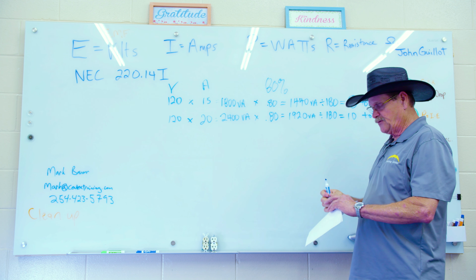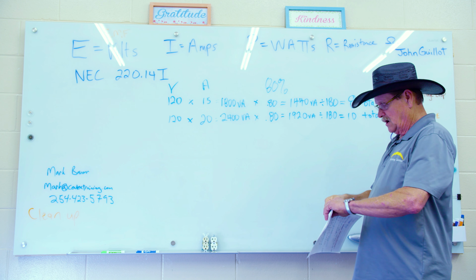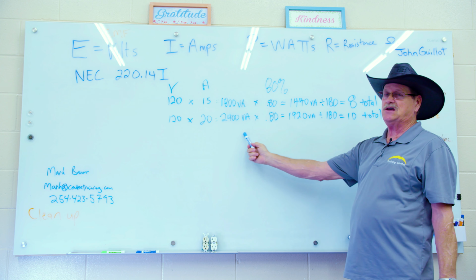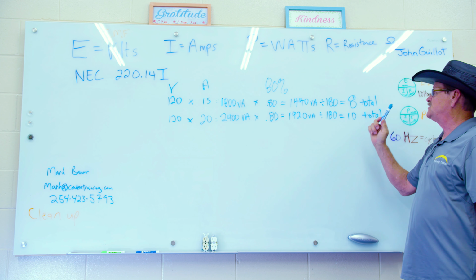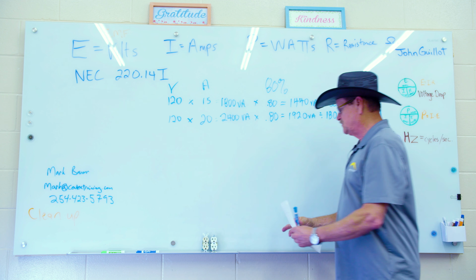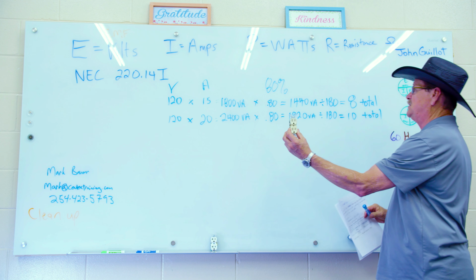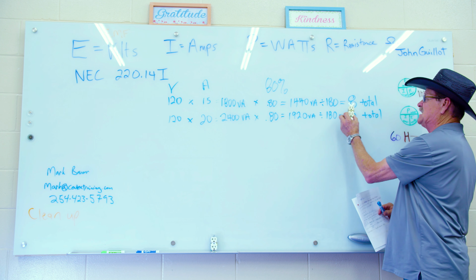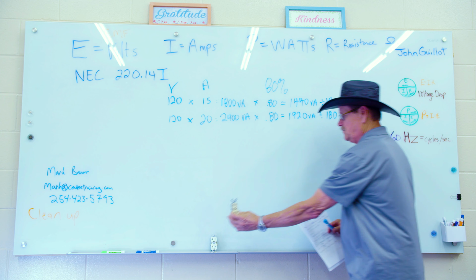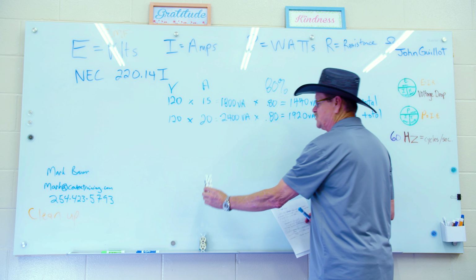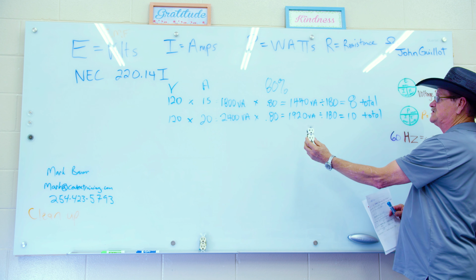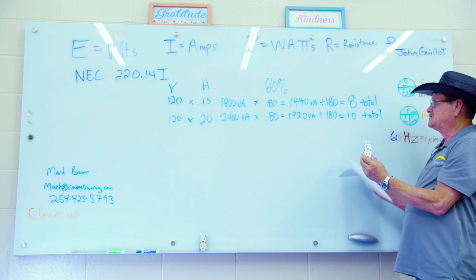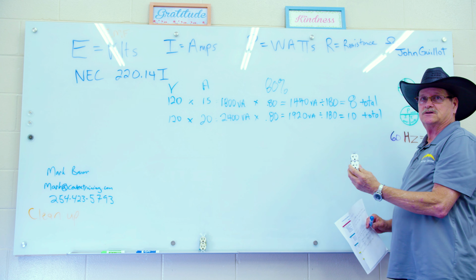Simple and easy math right out of the code book. I know it doesn't say the math in this code book, and it really should, because a lot of people get confused. The total number of duplex receptacles like this that you can put on a 15 amp circuit is 8. And the total amount of 20 amp receptacles that you can put on a 120 volt circuit is 10. There's the math. Try it. It works every time.